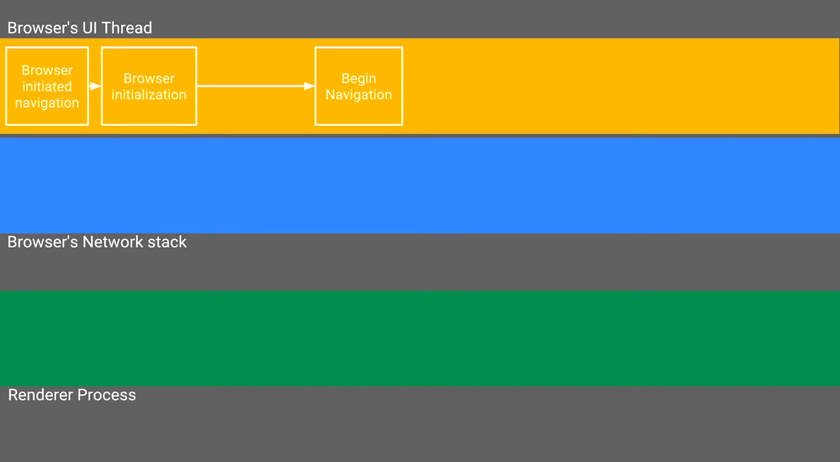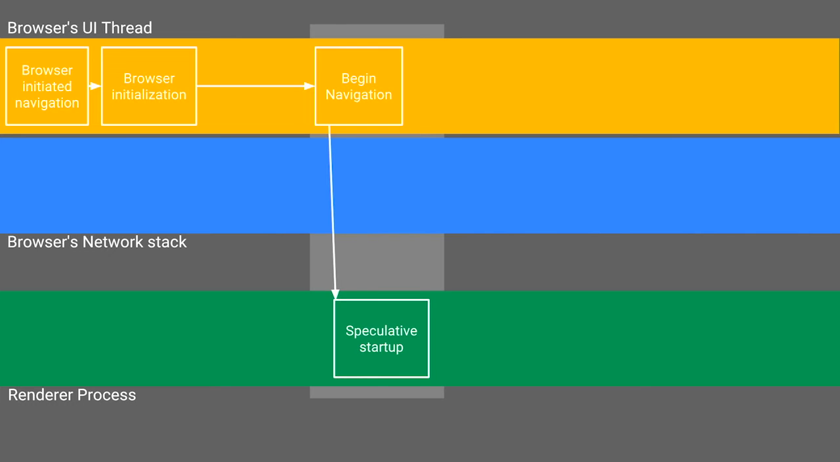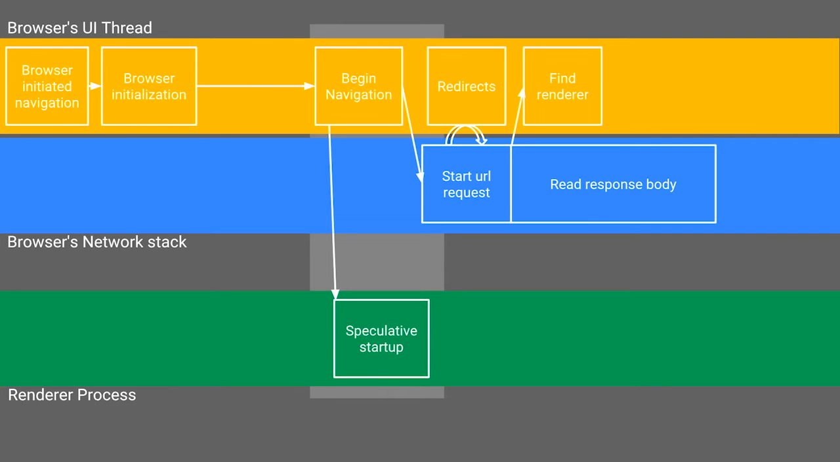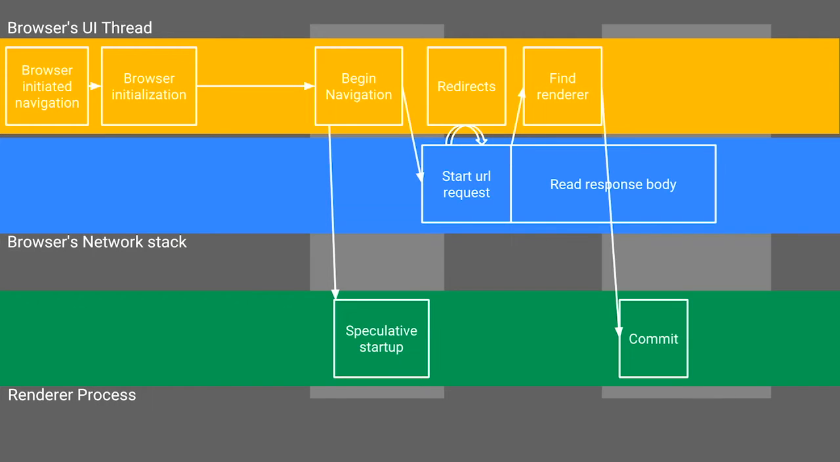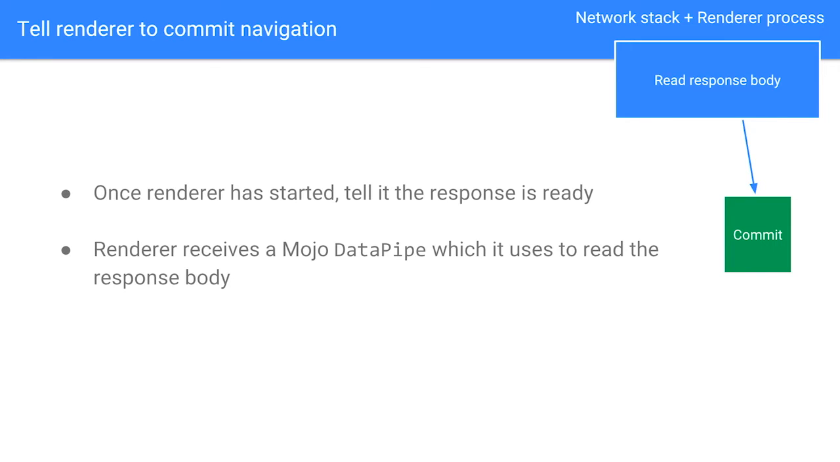So how does it look on the timeline diagram? As we receive the begin navigation, we start the speculative process. Then we follow the usual redirects and read the response data from the network. Later on we tell it, hey, we've created this ahead of time, commit into it. And from there we receive the commit acknowledgement, and we're ready. So what happens when we actually tell the renderer to commit the navigation?